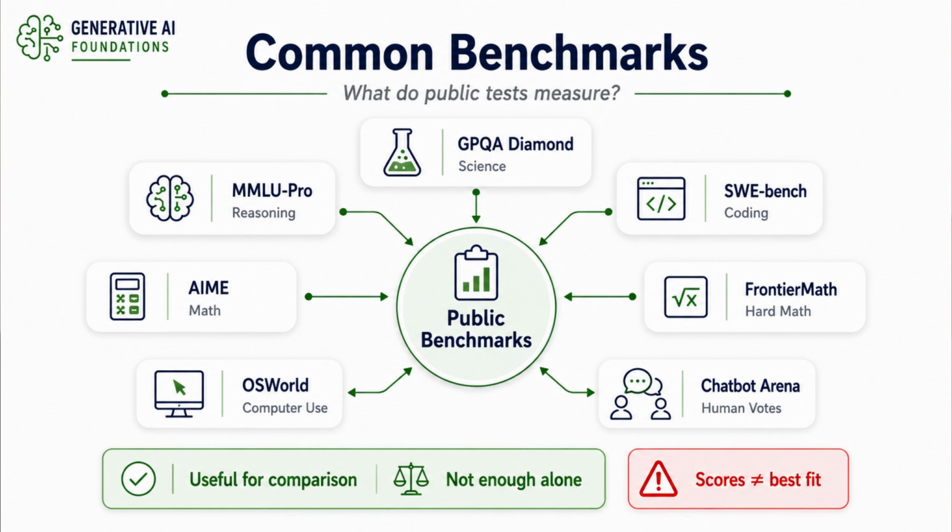So, when new models are released, providers often publish benchmark scores that measure capability across reasoning, coding, science, mathematics, or general problem solving tasks. Benchmarks like MMLU Pro evaluate broad reasoning and knowledge. GPQA Diamond focuses on difficult science style questions, and SWE Bench measures coding performance using real software engineering tasks.